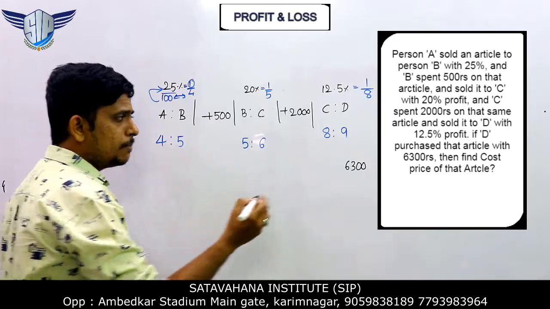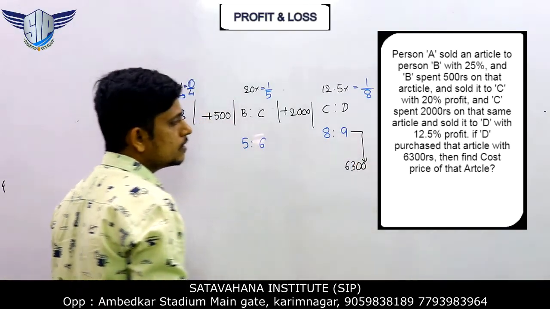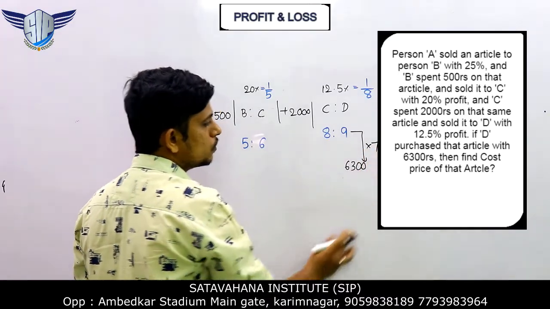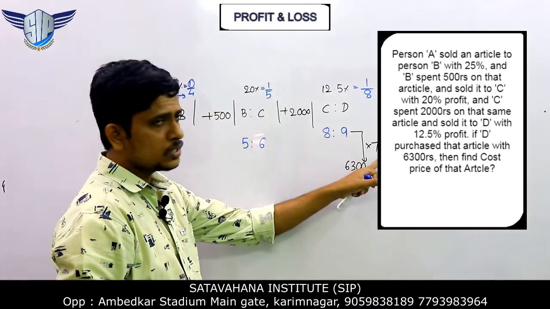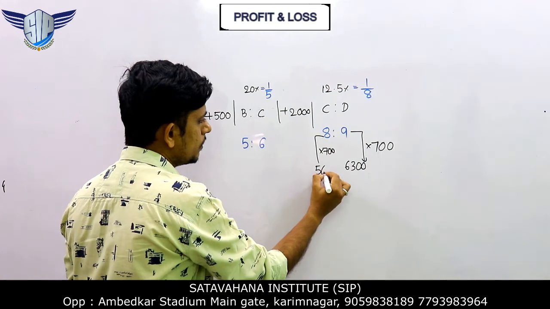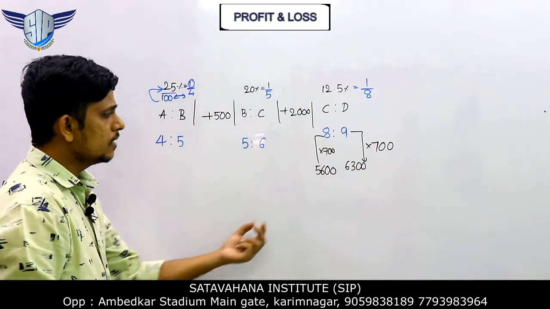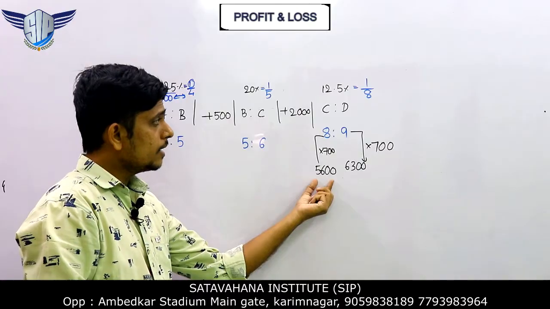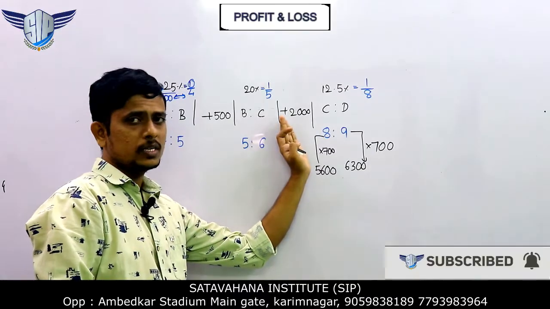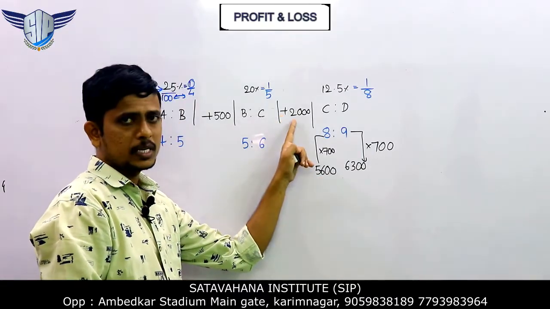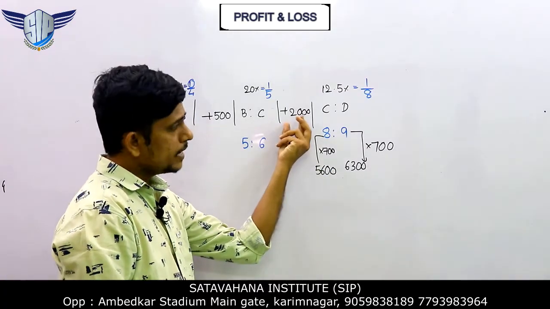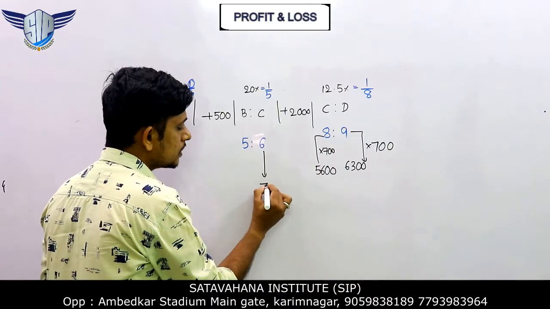Look here, 9 parts value is equal to 6300 rupees. Therefore 9 into 700 is 6300, so 8 into 700 will become 5600 rupees. In this 5600 rupees, already 2000 rupees is spent for the repair. Had it not been spent, it would not have become 5600. Therefore 5600 minus 2000 is equal to 3600.